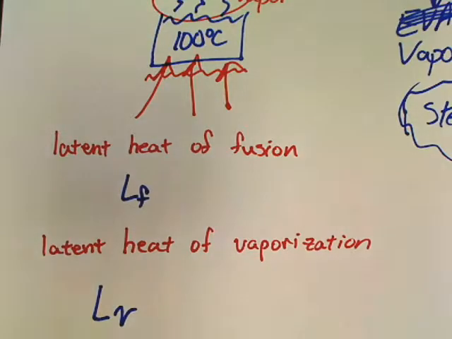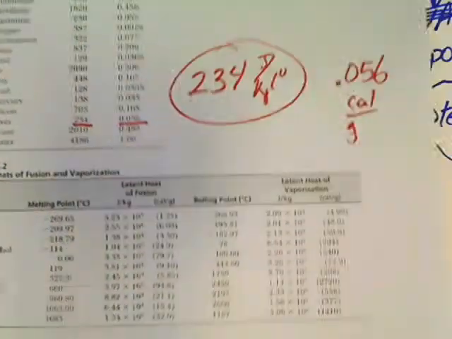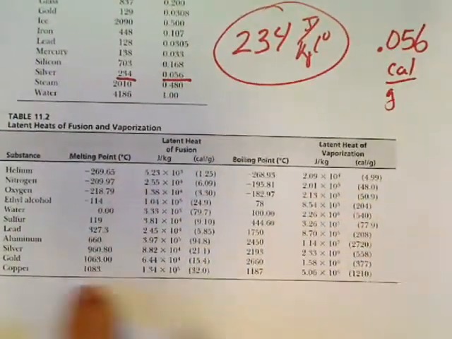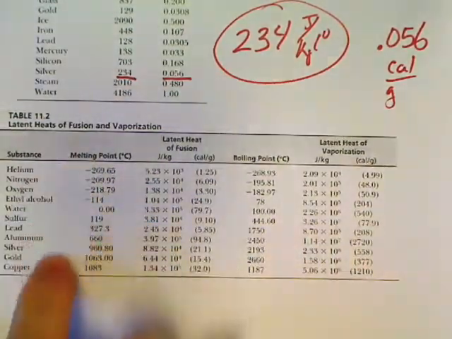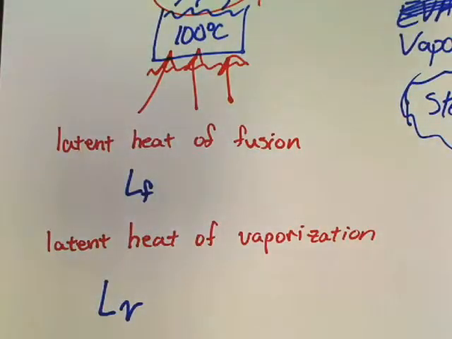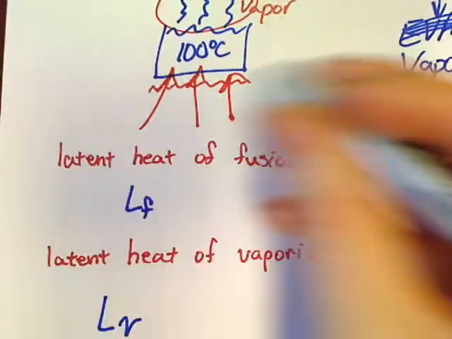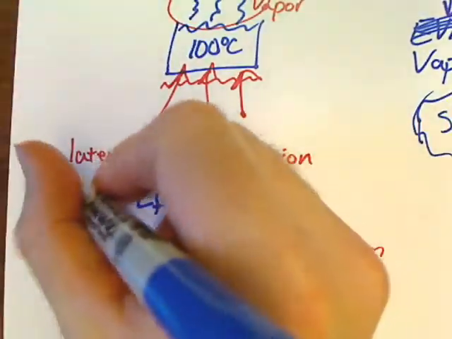Now, if you look in your textbook, you will have a gigantic chart of these LFs and LVs. Look at all these things. Every material, you can vaporize a piece of lead if you want to. Every material has its own LF and its own LV is all that comes down to. Water, let's take a look at water.